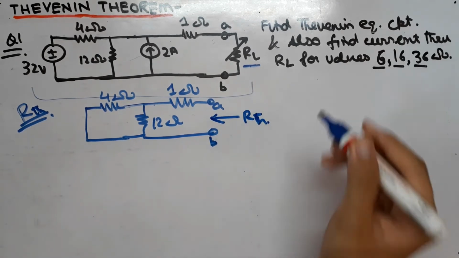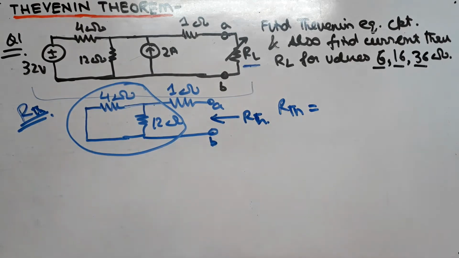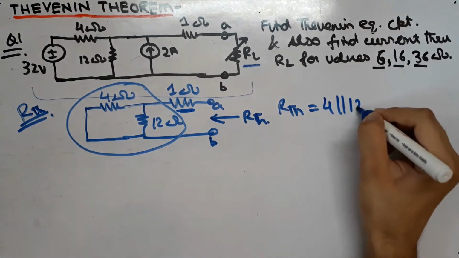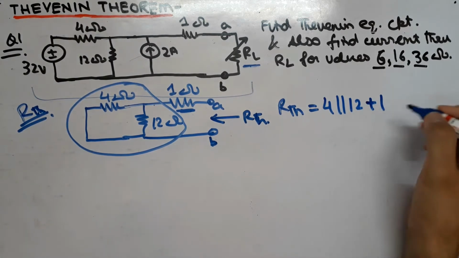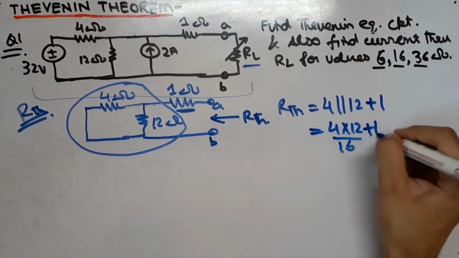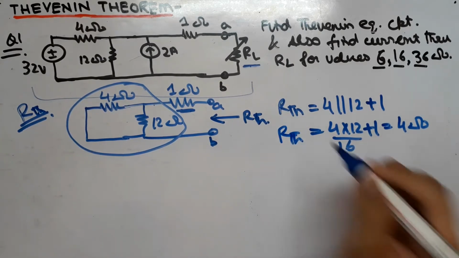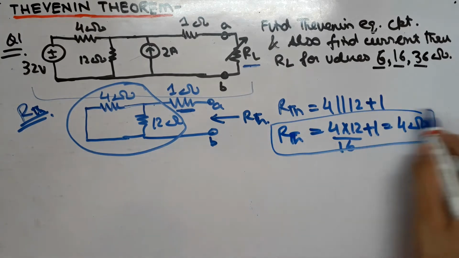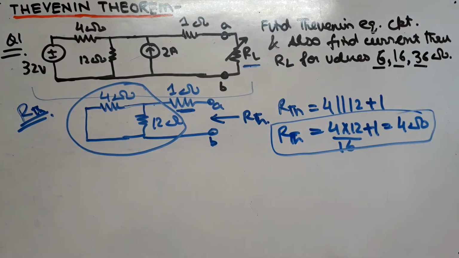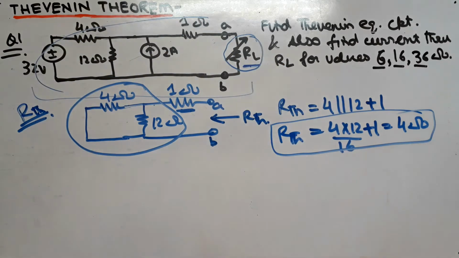That is, RTH will be equal to, we will solve these two resistors in parallel and add this 1 ohm resistor, that is 4 in parallel with 12 ohm, plus 1, which will come out to be 4 into 12 upon 16, plus 1, that is 4 ohm. Now we have found out the value of RTH. Now we will draw the circuit for VTH. For that we will keep this circuit as it is, but we will remove this part. Please remember that we are applying case 1 over here.